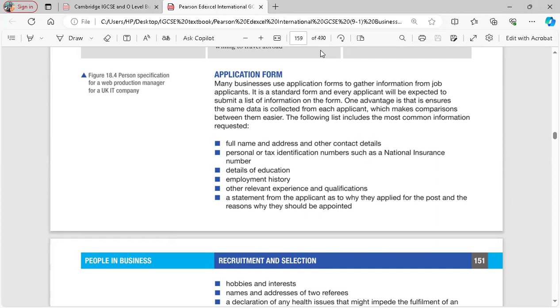Details of education, that's your credentials, your qualifications, it needs to be there. Employment history, where you have worked in the past, it needs to be there. Other relevant experiences and qualifications, maybe you did some courses, it has to be there. Then a statement from the applicants as to why they applied for the post and the reason why they should be appointed. This is what we call the application letter. It has to be there. You have to attach it.